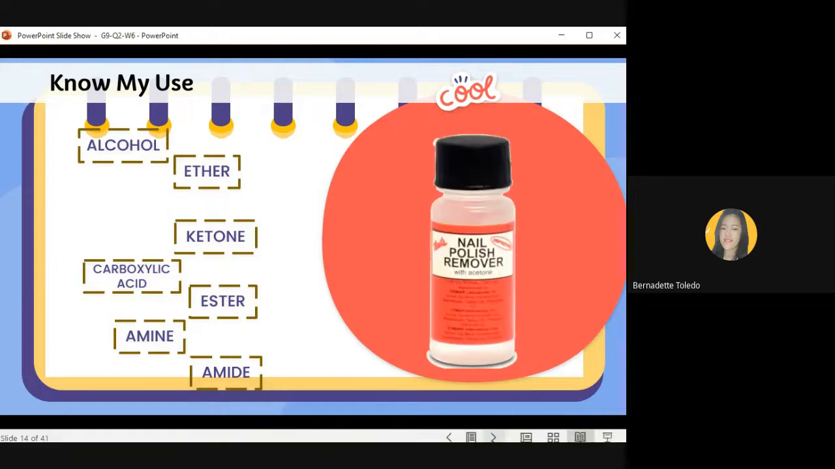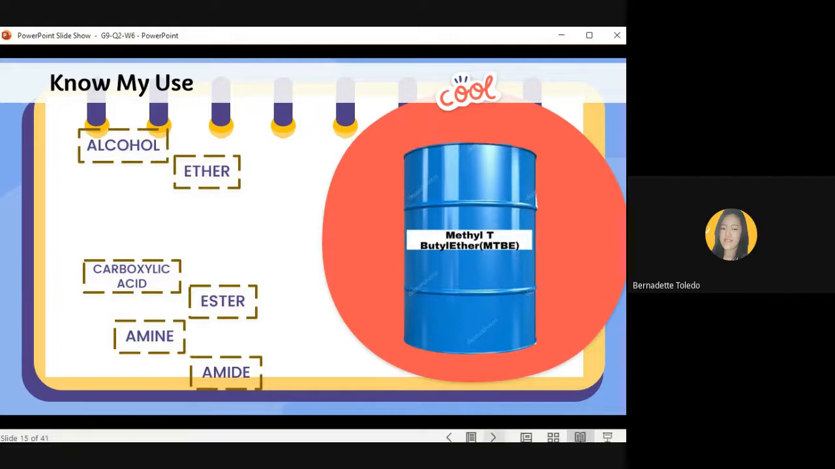Next one, we have acetone. Acetone is an example of a ketone. Very good. Next one is methyl butyl ether. Methyl butyl ether is an example of a compound that is used in fuels. Kasi flammable ang mga ethers. So as you can see here sa name, automatically it is an example of an ether.